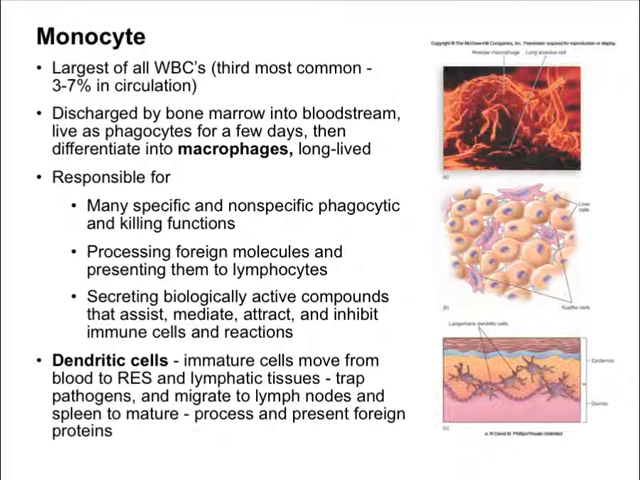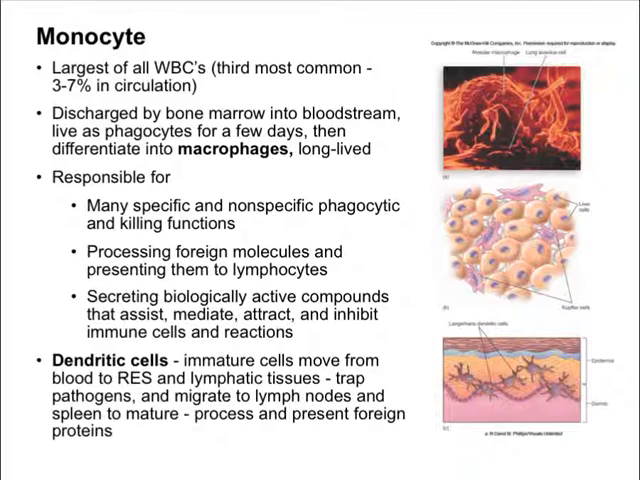They're the largest of all white blood cells. They're the third most common in circulation, constituting about 3 to 7%. The monocytes are like the cellular housekeepers. They mop up the messes that are created by infection and inflammation. They're discharged by bone marrow into the bloodstream and live as phagocytes for a few days. Then they differentiate into macrophages. Macrophages are the only exception to the short-lived lifespan of blood cells. These guys are relatively long-lived. They could live for years.